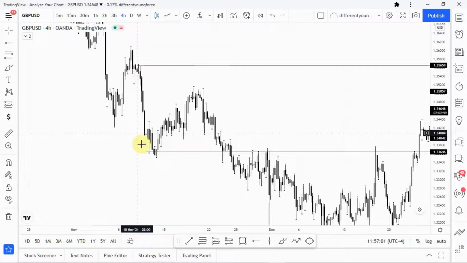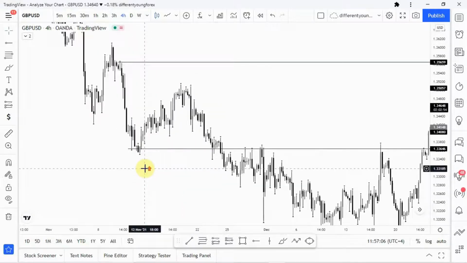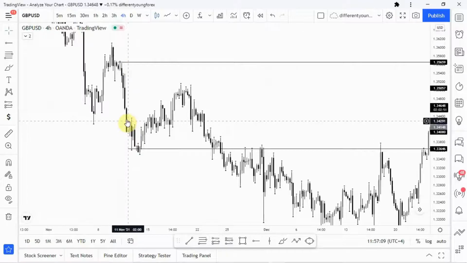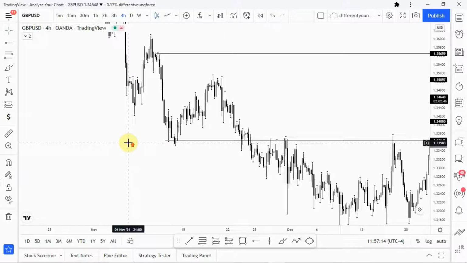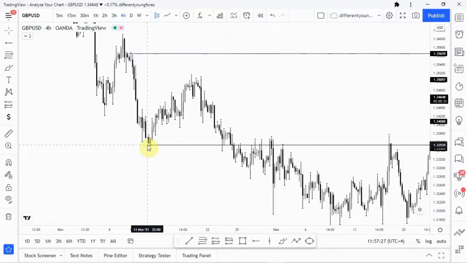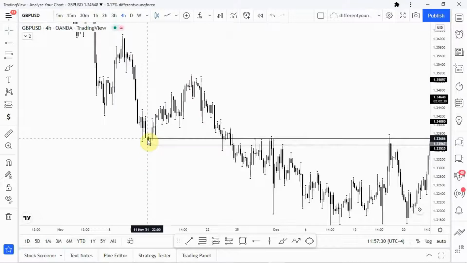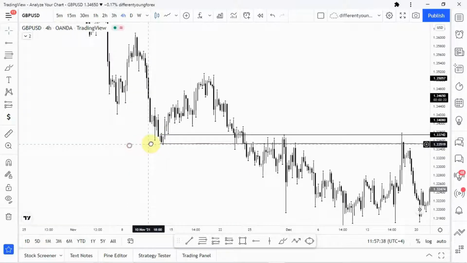So potentially we look for a pullback and then sell the market, but we have to see which side the market breaks, and that way we will continue with the structure. As you can see, this candle breaks below this level, and the next candle closed and created a fractal, which is this fractal low. The closest fractal is our fractal high. So this is our bearish range on the 4H time frame.